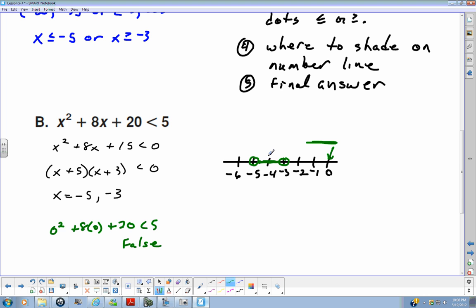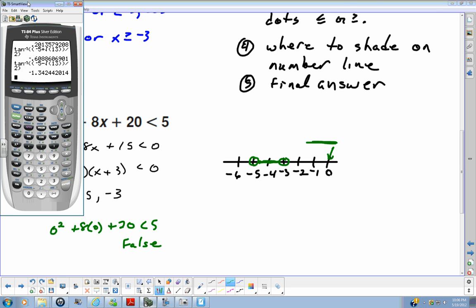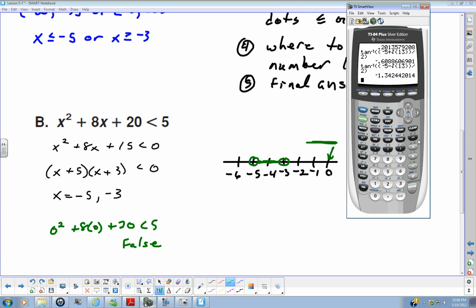Now, we could check that. So let's go ahead and check it. Let's use 4 and check our answer. So we take our calculator, and let's move it over here for a second. And we take 4 squared plus 8 times 4 and plus 20. Oops, there you go, I messed up here.